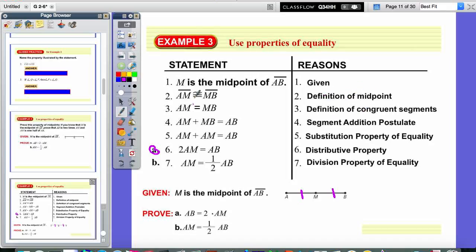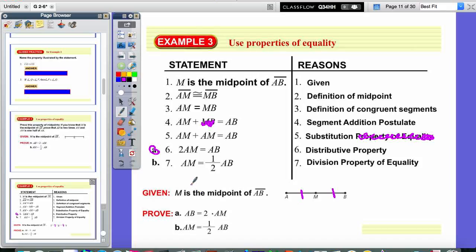So after they get through the fact that these are congruent and they're equal, they go through the point that AM plus MB is equal to the entire length. And that's the segment addition postulate. Okay? Now, since I said that AM is already equal to MB, I can take out that MB and substitute it with AM. I wouldn't use property of equality. You're just using substitution here.